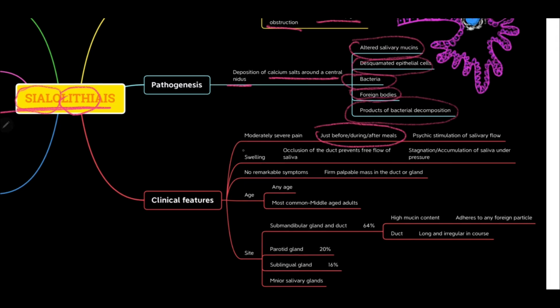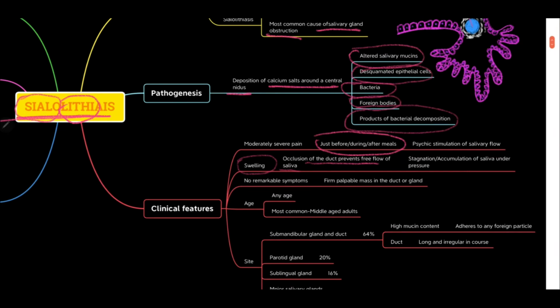The patient would also have a swelling. This swelling is because of the occlusion of the duct, which prevents the free flow of the saliva. Because of the stagnation of the saliva over here, there is accumulation of the saliva in this region, and that creates a swelling.